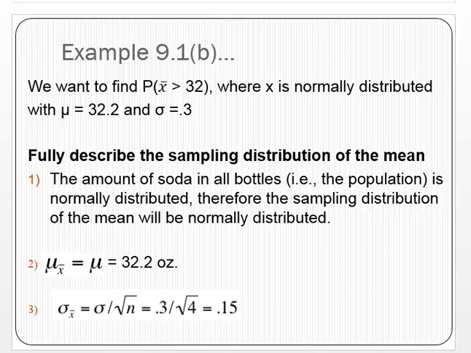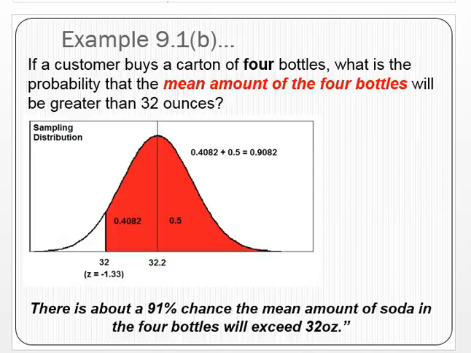Now, let's go to that problem itself. So a customer buys 4 bottles, a sample of size 4. What's the probability that the mean amount of the 4 bottles will be greater than 32 ounces? Again, I've got a picture down here. Try to always draw pictures. Here is the 32 ounces. Now keep in mind, this is not a single value. This is a sample mean. This is an X bar. That is a sample mean, the mean of 4 bottles. What's the chance that that X bar, this is a histogram of X bars, that the mean of those 4 bottles is greater than 32?